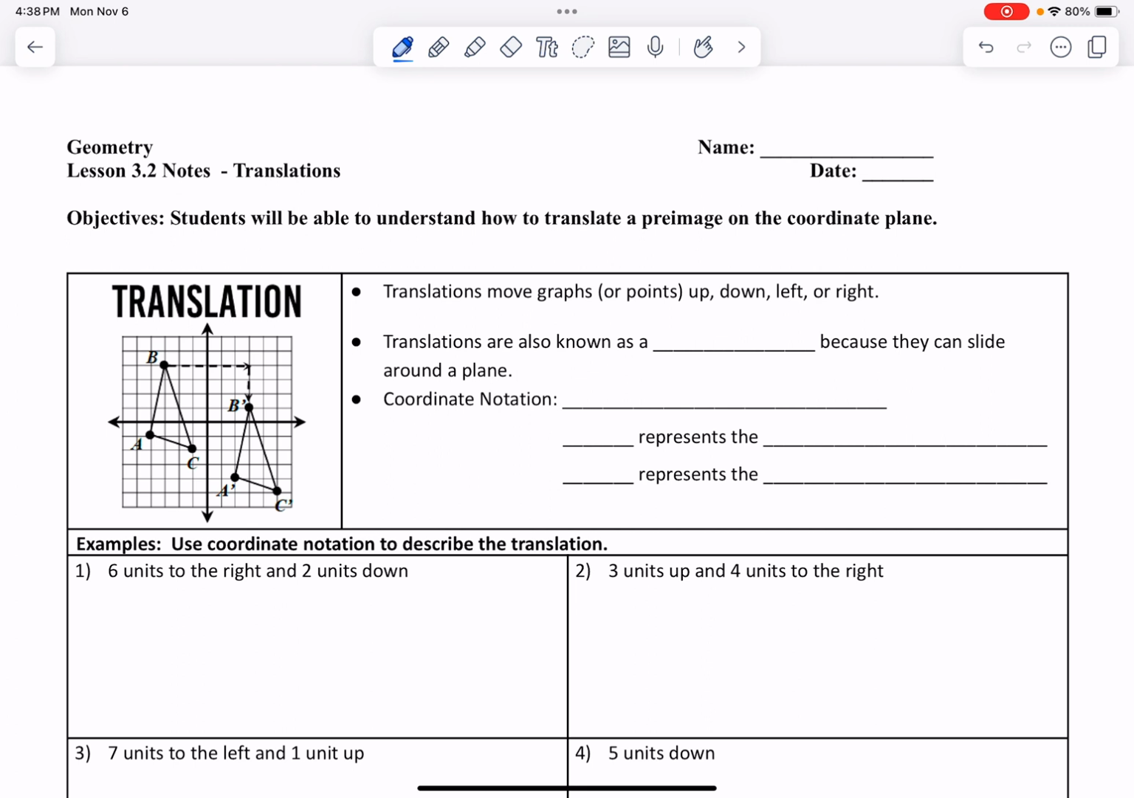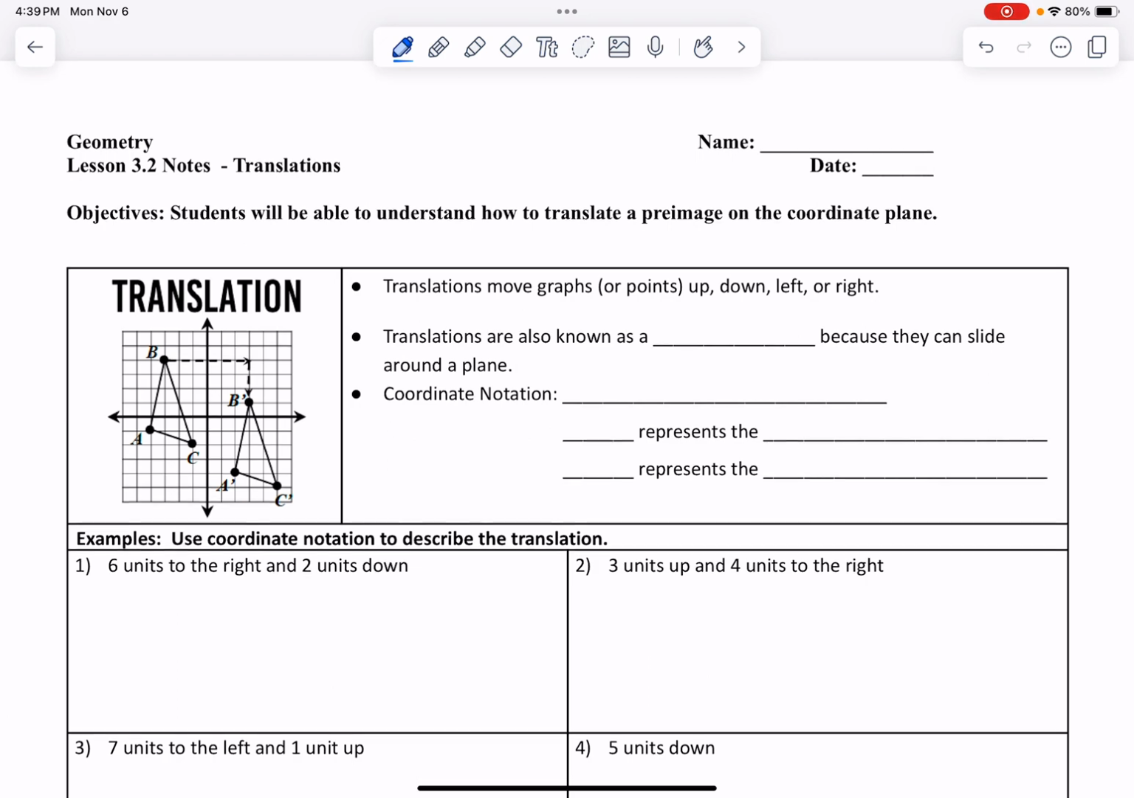Okay, so here's what we're going to do today. We are going to be talking about the last type of transformation, which is going to be translations. I think these are the easiest types because you're basically just moving that graph up, down, left, right, and so on. After this, we're just going to review, and then our quiz will be on Friday over rotations, reflections, and translations. So we're almost there. What we're going to talk about today is what a translation is and how to do it.